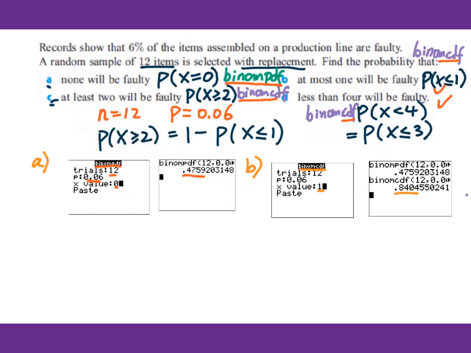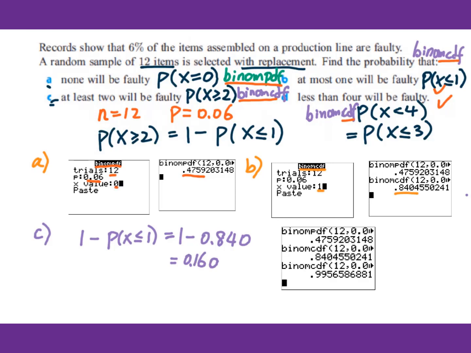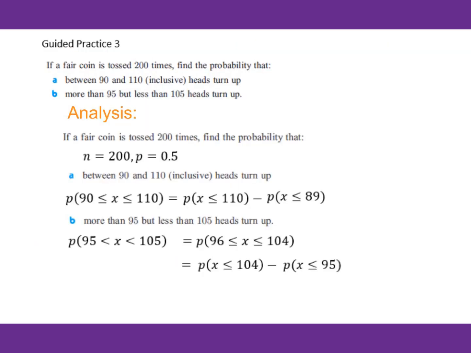0.840. For C, you have to use 1 minus probability X less than or equal to 1, which means 1 minus 0.840. It will be 0.160. For D, we just need to change this X value into 3. You will get 0.996. Let's go to guided practice 3.